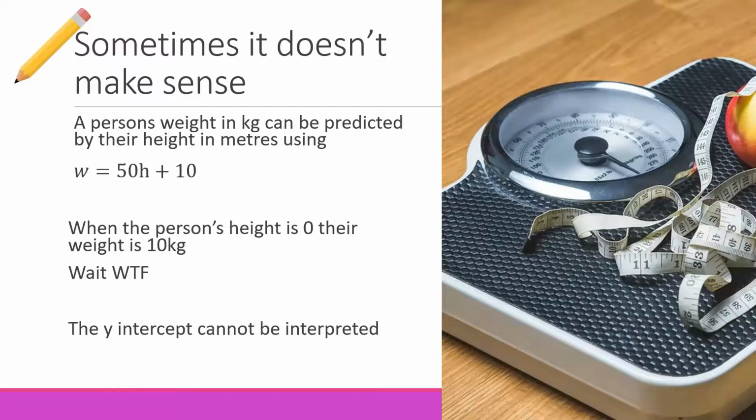So a person's weight in kilograms can be predicted by their height in meters using the formula W equals 50H plus 10. So that means if you are, let's say, 1 meter 80 tall, then you would say W equals 50 times 1.8 plus 10, which is going to be what, 90? Or 100 kilograms. That's sort of what this formula is suggesting, how you might use it.